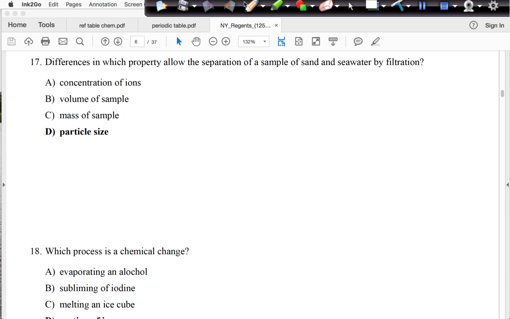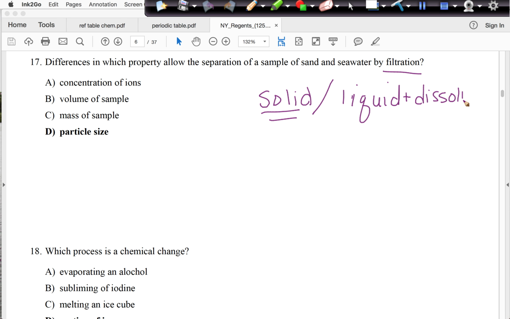Remember that filtration is going to separate a solid from a liquid. The solid will stay behind in the filter paper. The liquid plus whatever is dissolved will go through the filter paper. So the solid will stay behind, and the liquid and whatever is dissolved in it will go through the filter paper.